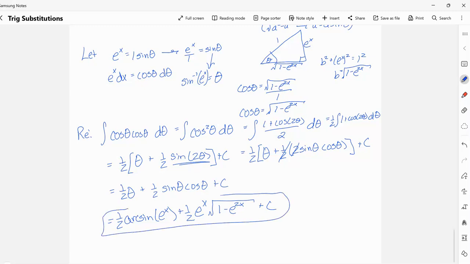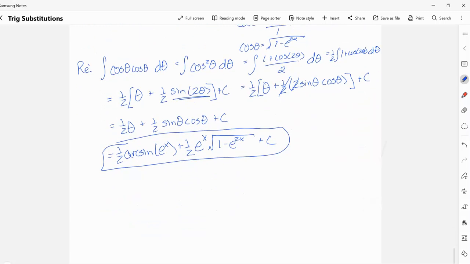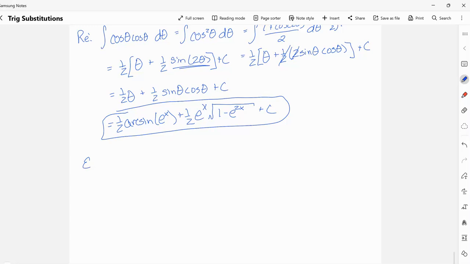So there's our final answer. So we're going to do one more. Let's say we want to integrate x squared over the square root of 2x minus x squared. We're going to have to complete the square on this one. So I'm going to do that off to the side.